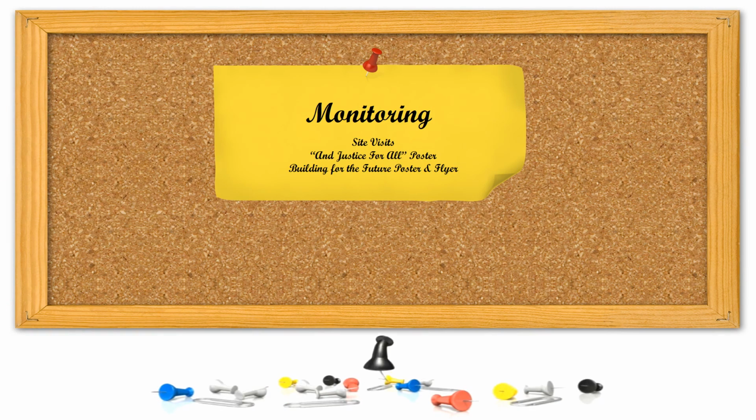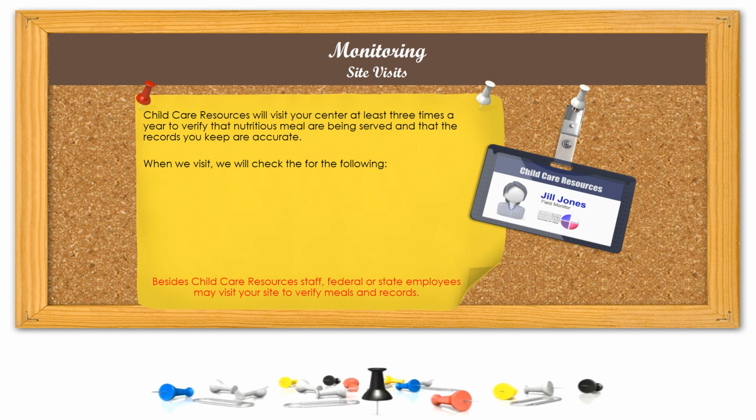Now that you know all of the rules and regulations of the Child and Adult Care Food Program, it's time to be monitored. Child Care Resources will visit your center at least 3 times a year to verify that nutritious meals are being served and that the records you keep are accurate. When we visit, we will check for the following.